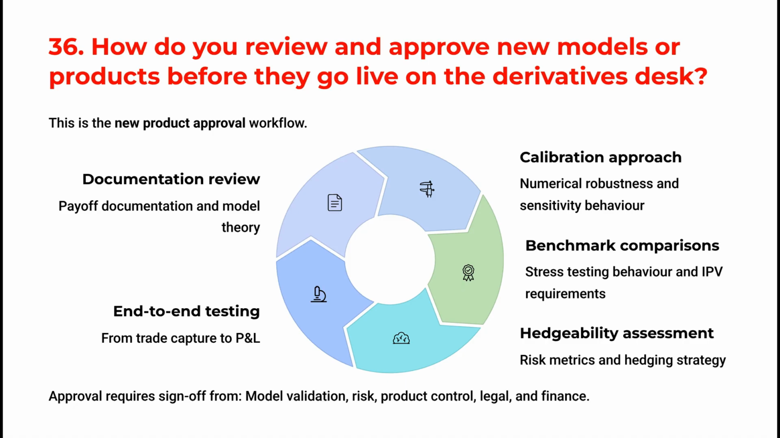How do you review and approve new models or products before they go live on the derivatives desk? This is the new product approval workflow. You check payoff documentation, model theory, calibration approach, numerical robustness, sensitivity behavior, benchmark comparisons, stress testing behavior, IPV requirements, hedgeability and risk metrics. Then perform end-to-end booking tests, from trade capture to P&L. Approval requires sign-off from model validation, risk, product control, legal, and finance.